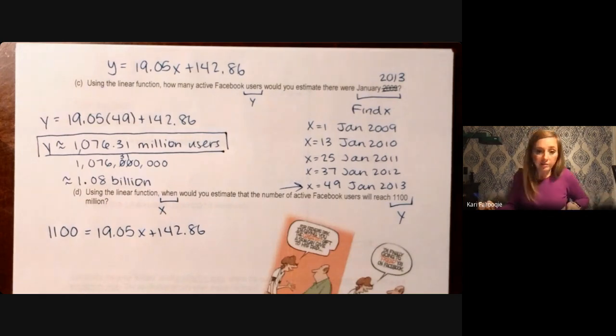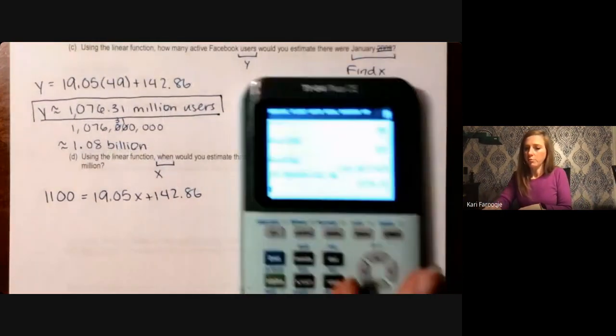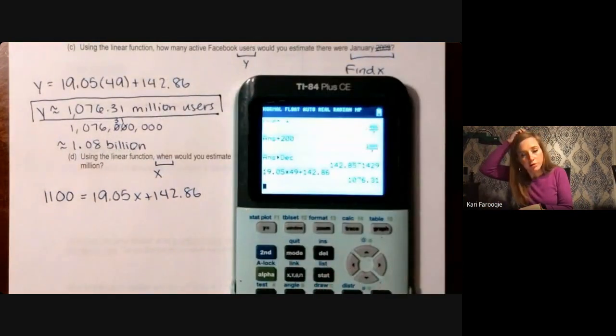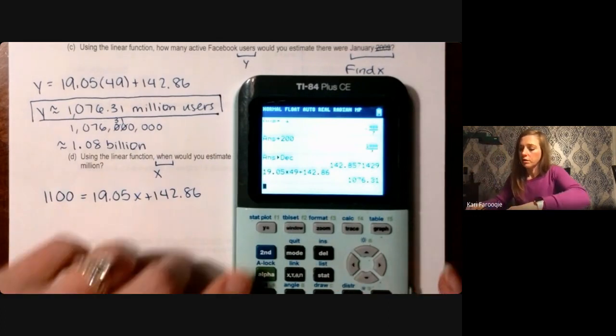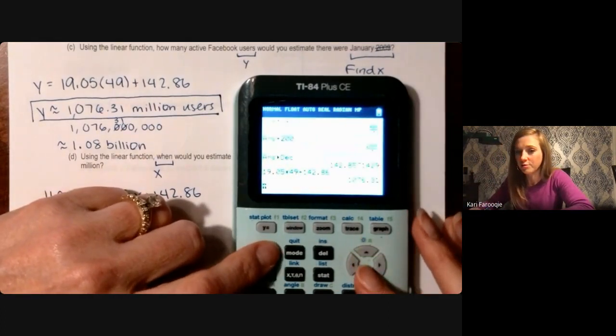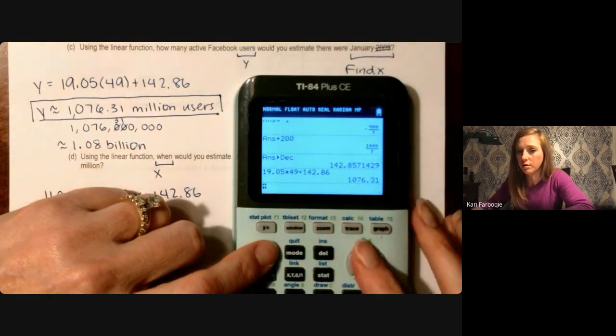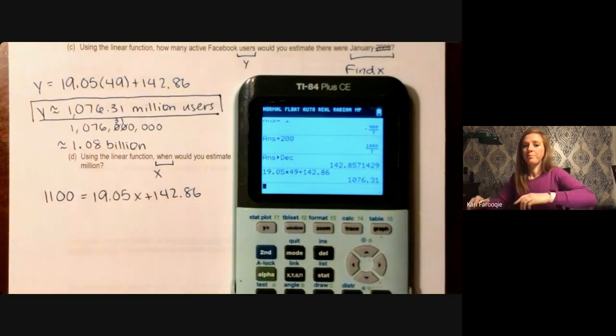I'm going to subtract 142.86 from both sides. I feel like my calculator showed up a little bit better in the last lesson. You know what? I was using a different calculator. I thought it has something to do with my brightness. It's better. Okay.